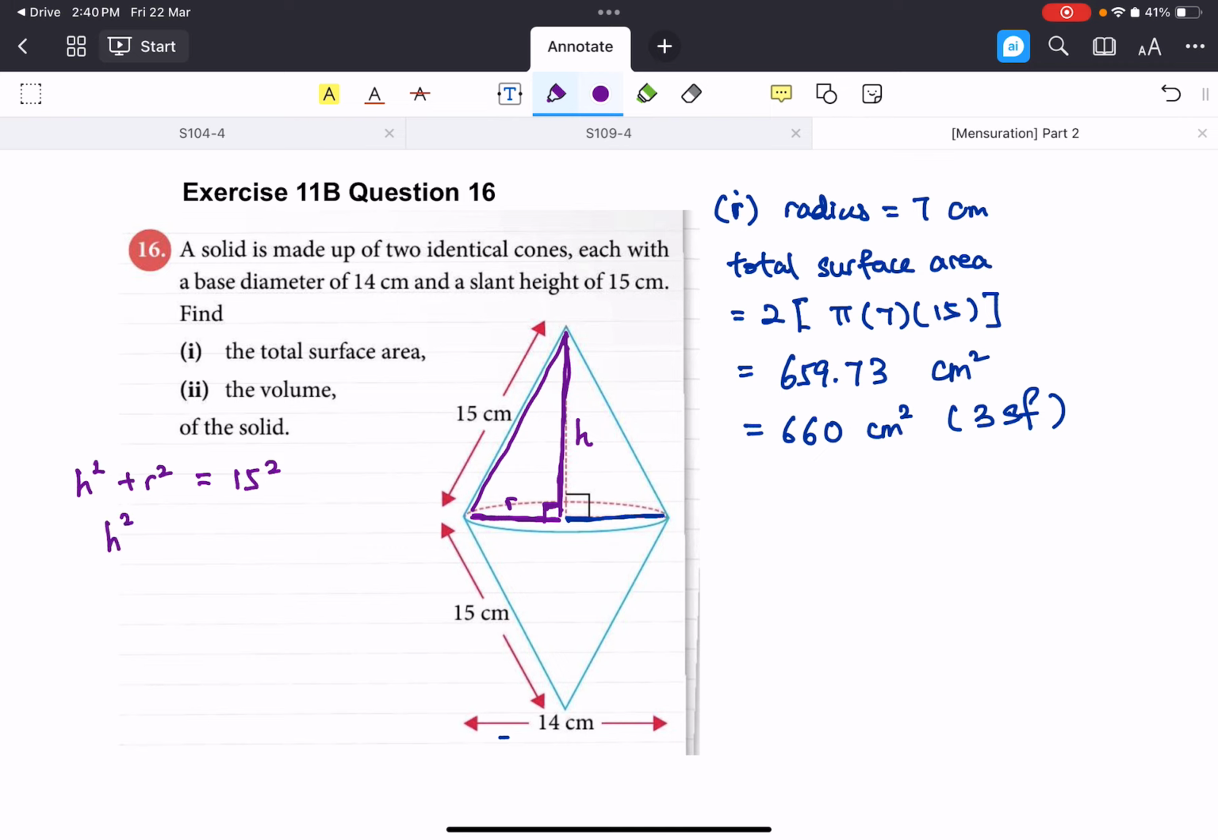So h squared is equals to 15 squared minus, now my r is 7, 7 squared, which brings us to 176, right? So my height is actually the square root of 176 centimeter. So with this information, I can find the volume.